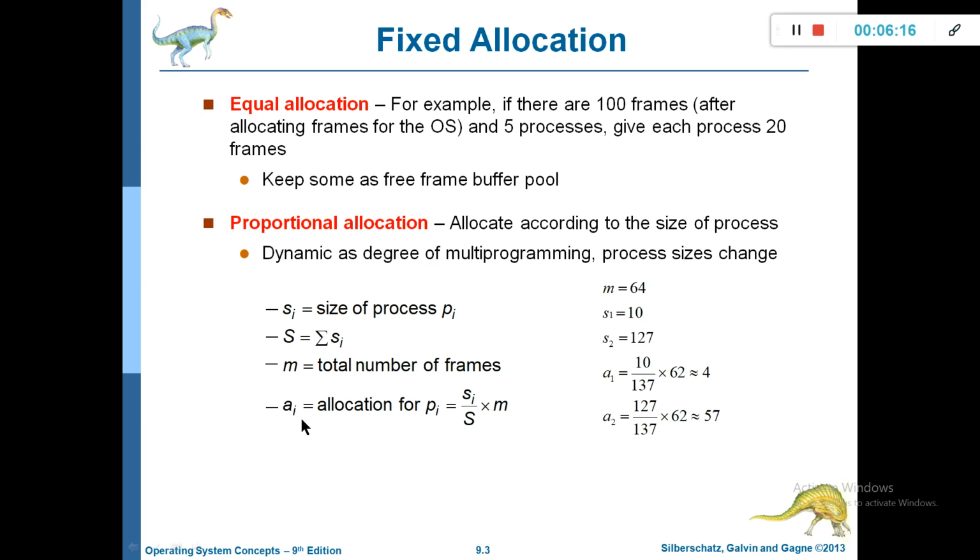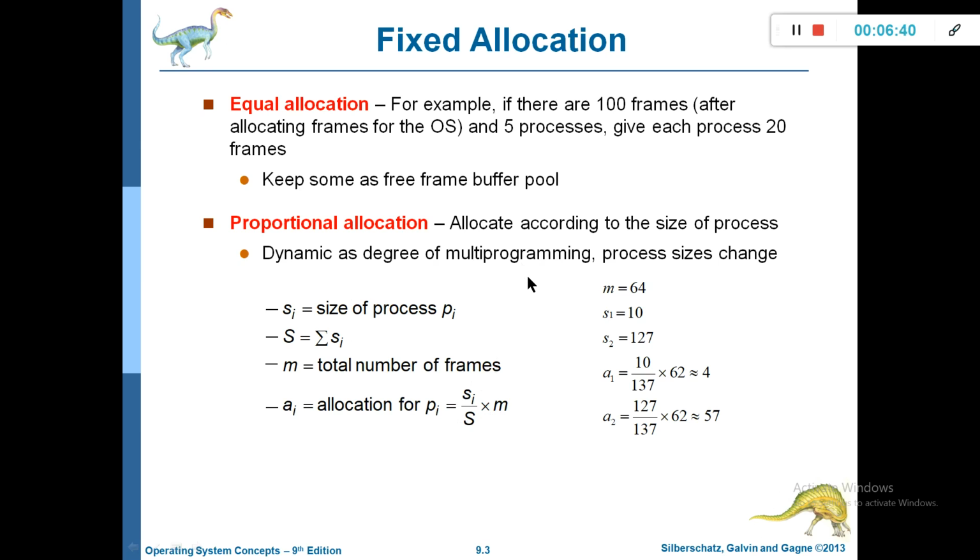There is one formula we are using here: ai is equal to the allocation for process Pi, which is si divided by capital S, into m. What is si here? The size of process Pi. S means the summation of the sizes of all the processes. m means the total number of frames. This is the formula we are using to calculate the proportional allocation.